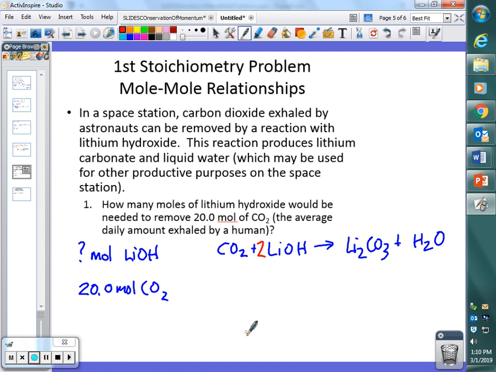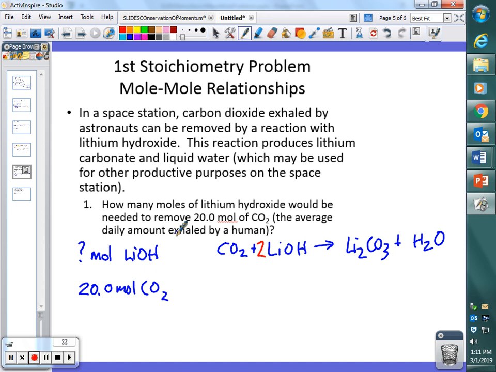Okay? We know what we have to start with. We know what we have to get rid of. We now know how we're going to do it. So let's use that information to figure out how much lithium hydroxide we need. Stoichiometry problems are conversion problems. Conversion problems get rid of bad units and leave us with good units using conversion factors.